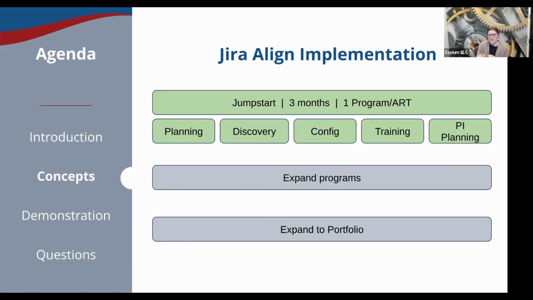Once we really wrap that up, we'll of course do some validation. We'll make any adjustments that we need to based on user feedback, and then we'll start expanding. And so we'll expand into other programs, and then potentially also up into that portfolio layer as well. These are typically the standard implementation steps that you are going to see across really any partner that is doing a Jira Align implementation.